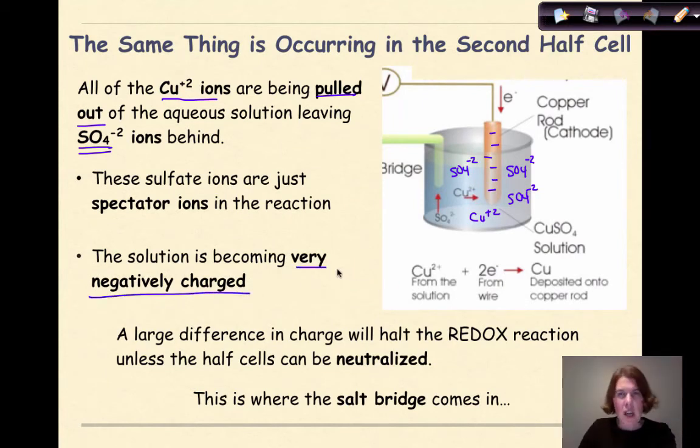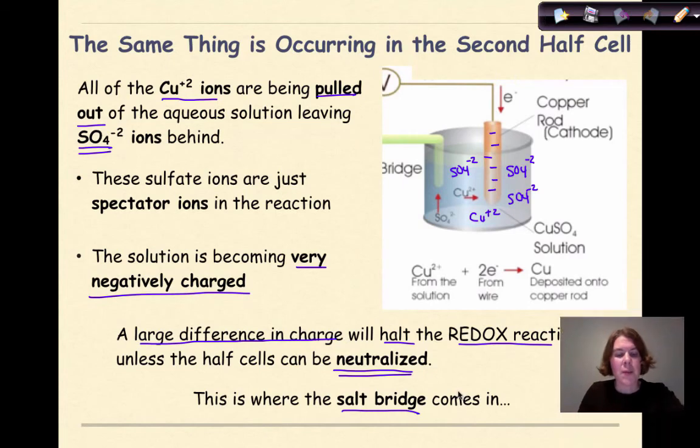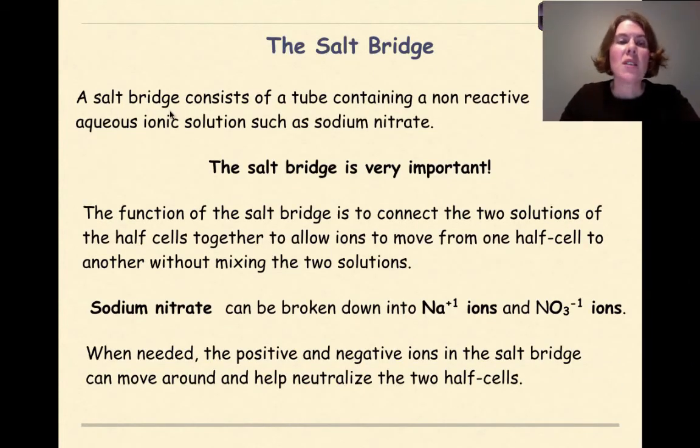So we have one half cell that's really positively charged and one half cell that's really negatively charged. A large difference in charge will halt the redox reaction unless the half cells can be neutralized. And this is where our salt bridge is going to come in. The salt bridge. A salt bridge consists of a tube containing a non-reactive aqueous ionic solution such as sodium nitrate.